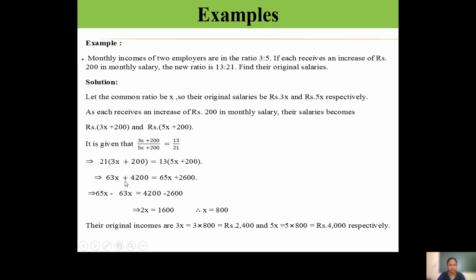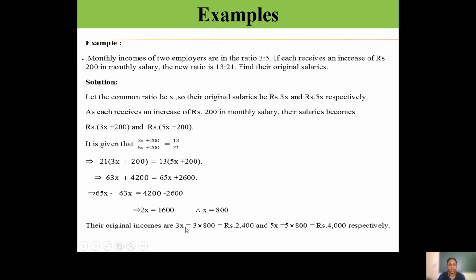So here we'll get the terms of x together. So 65x minus 63x, which is equal to 4200 minus 2600. After doing the subtraction we'll get 2x, which is equal to 1600. So from this we can get the value of x as 800.